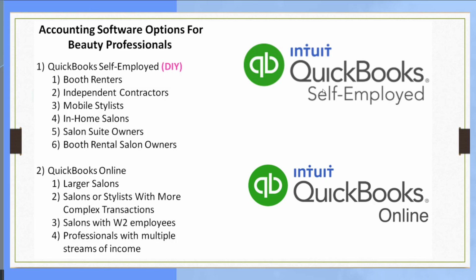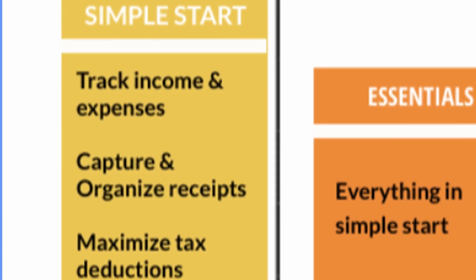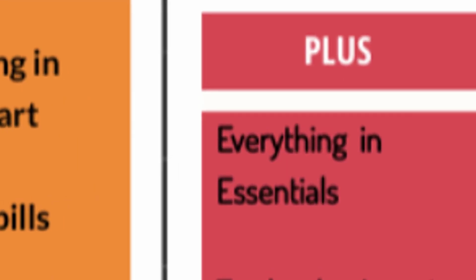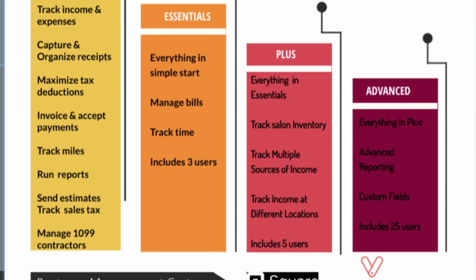And then within QuickBooks Online, you want to pick the one that works best for you. Is it going to be Simple Start? Will it be Essentials? Is it Plus? And even Advanced, depending upon how large your salon is, okay?